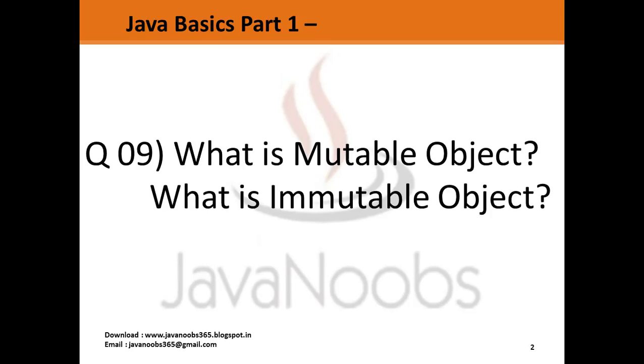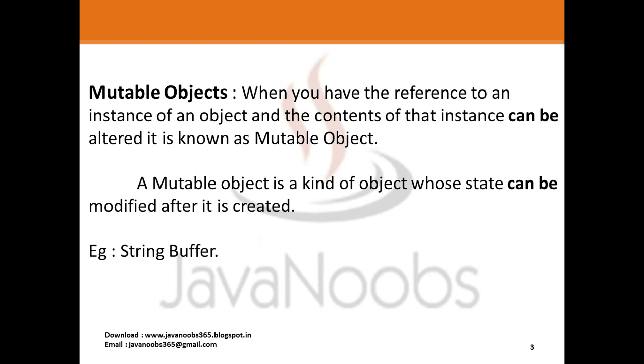Java Basics Part 1, Question 9. What is Mutable Object and what is Immutable Object? When you have the reference to an instance of an object and the contents of that instance can be altered, it is known as mutable objects. To put it in simple words, a mutable object is a kind of object whose state can be modified after it's created. Alright, and the best example of mutable objects is string buffer.